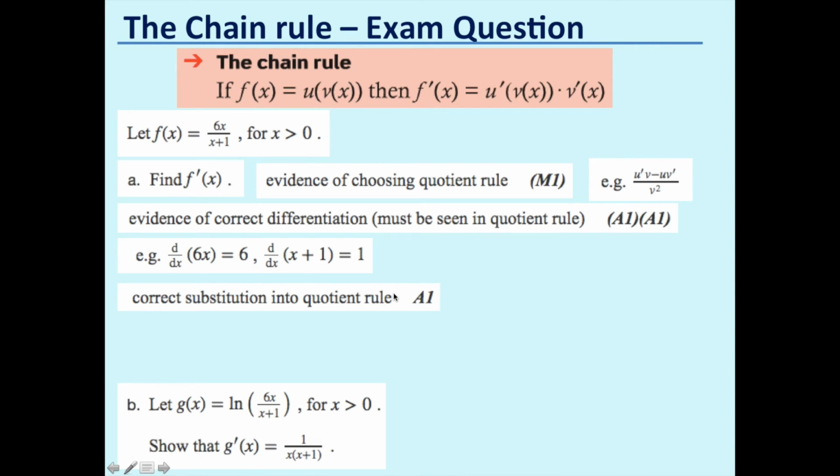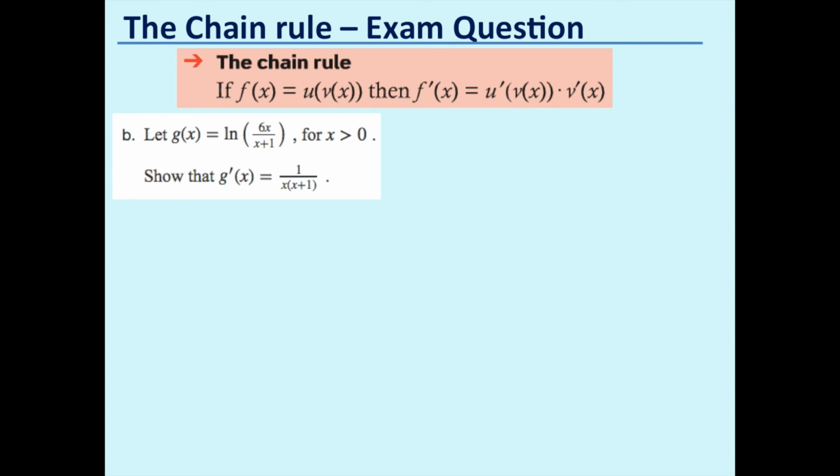Now, to get the next mark, you have to substitute that in correctly into the quotient rule. So we can see it's going to be x plus 1 times 6 minus 6x all over x plus 1 squared. We can expand and simplify, and we'll end up with this. The derivative is 6 over x plus 1 all squared.